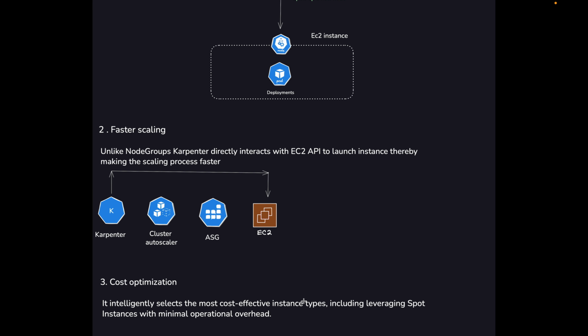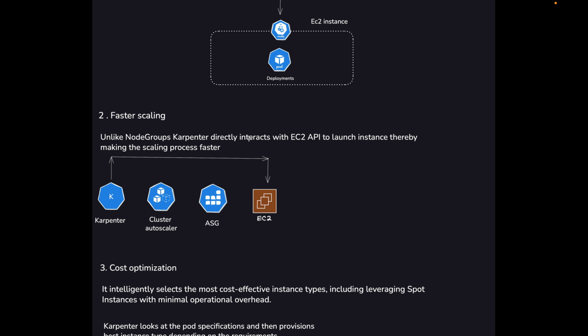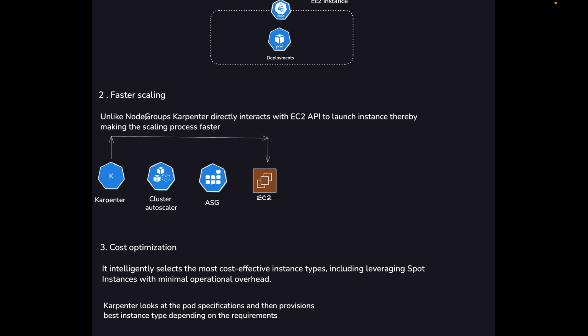And let's see the second feature, which is called faster scaling. Unlike node groups, Karpenter directly interacts with the EC2 API to launch instances, thereby making the scaling process faster. So if you have seen the previous video, I explained the cluster autoscaler. What the cluster autoscaler does is it interacts with the auto scaling groups, and then the auto scaling groups interact with the EC2 API, and then it spins up a new instance, and then that new instance joins the node group, which is a lengthy process. It takes 2 or 3 minutes to happen, but Karpenter does it in a more efficient way.